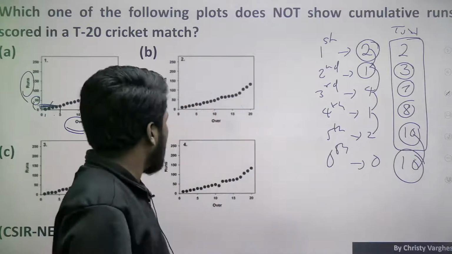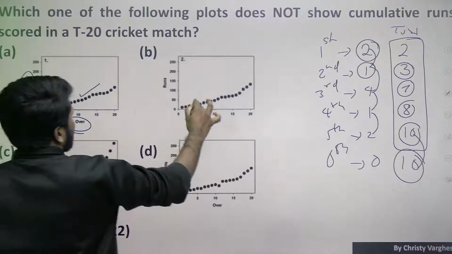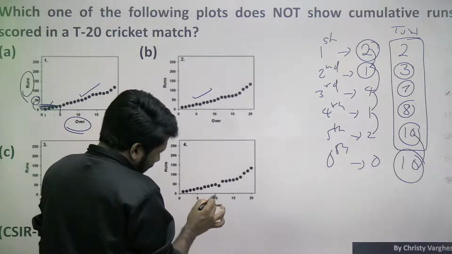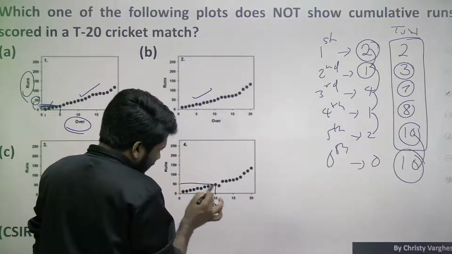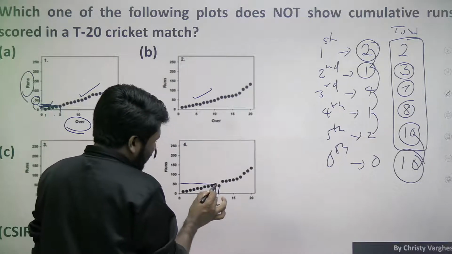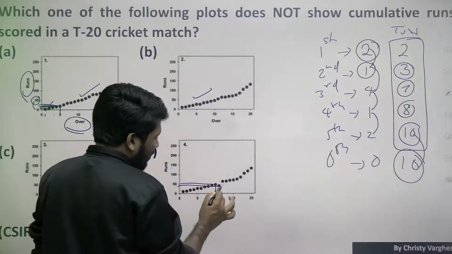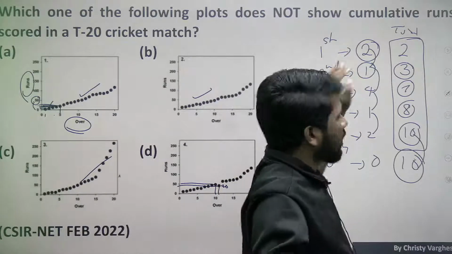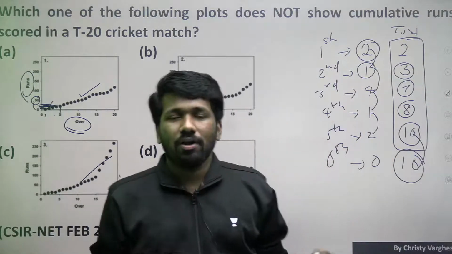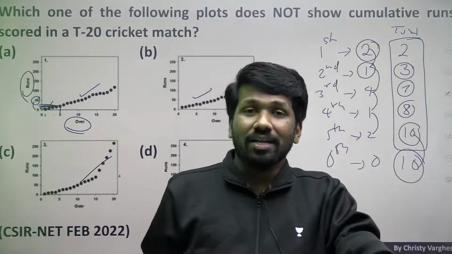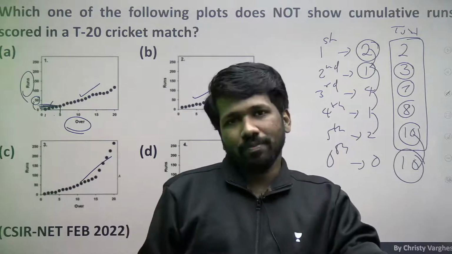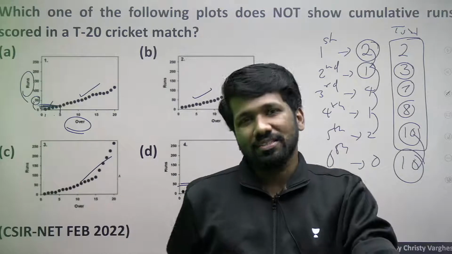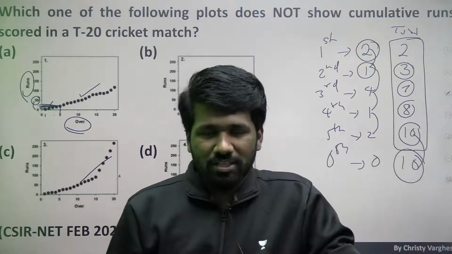That is the point. It will never decrease, which means this graph is okay with respect to that, but look at the fourth graph. Maybe on the 10th over the runs were 50, but in the 11th over it decreased. Total runs scored decreased to maybe 40. That is never possible in a cricket match. Cumulative runs cannot decrease. Individual runs in an over, or run rate, can decrease. Run rate is runs per over, but total runs cannot decrease. It is just like total distance cannot decrease. Displacement can decrease, but distance cannot decrease.